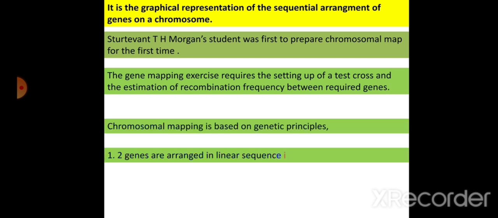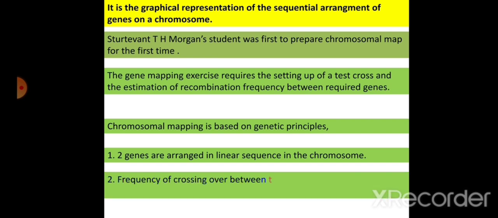Now chromosomal mapping or gene mapping is based upon two genetical principles. They are: genes are arranged in a linear sequence in the chromosome. So we believe that the genes are arranged in a linear sequence on the chromosome, and the frequency of crossing over between two genes is directly proportional to the distance between them in the chromosome. So what is that frequency of crossing over? How to calculate? Let's try to study with the next slide.